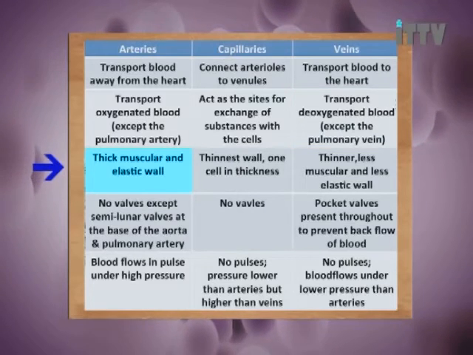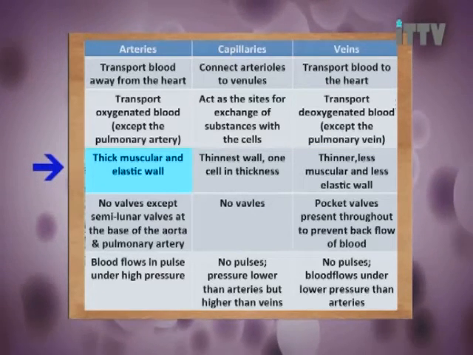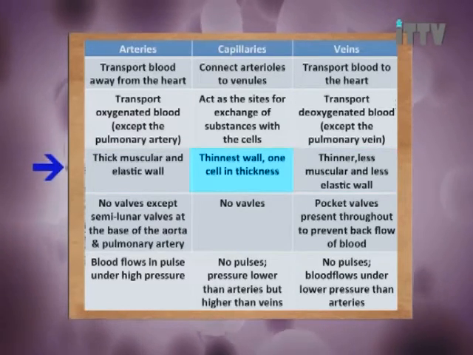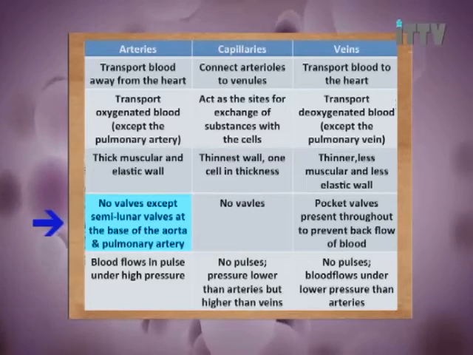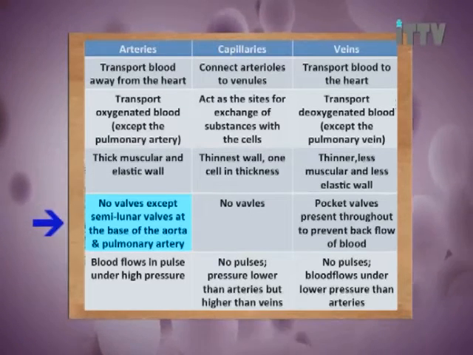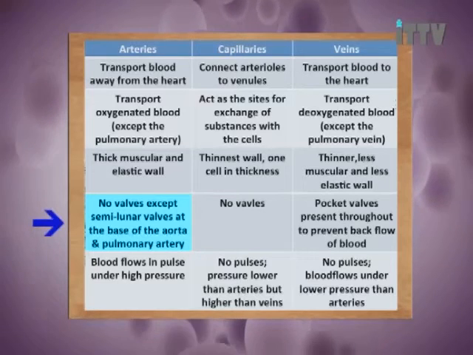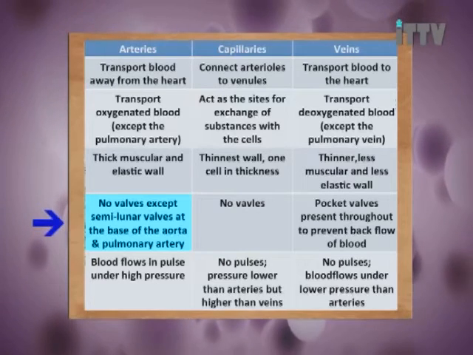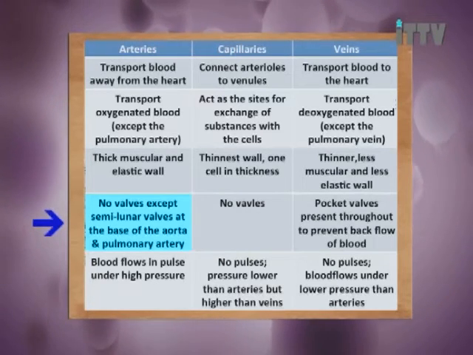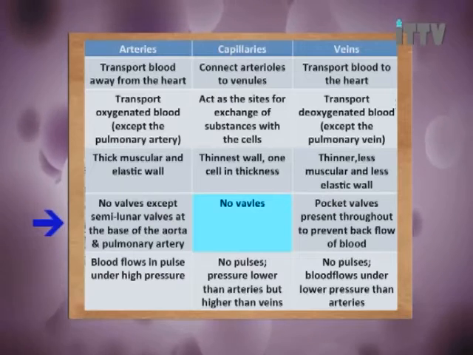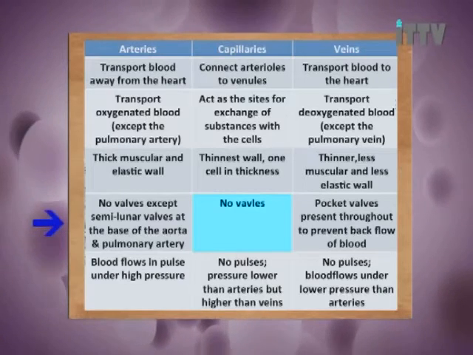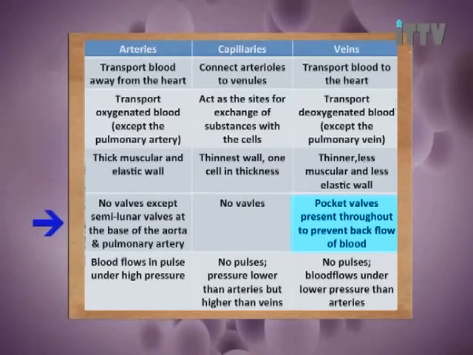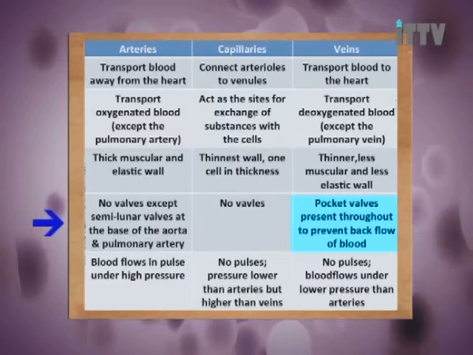In comparison, the thickness of the arterial wall is much greater compared to the veins, and this is followed by the capillaries. There are no valves except for semilunar valves at the base of the aorta and pulmonary artery to ensure that the blood does not flow back into the heart when it is being pumped throughout the body. For the capillaries, they don't need any valves to maintain the pressure. As for the veins, pocket valves are present throughout to prevent backflow of blood.